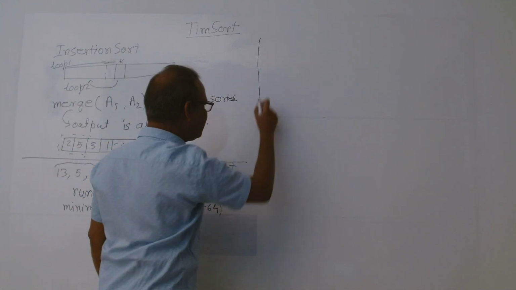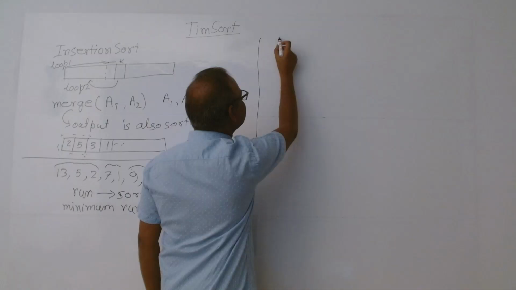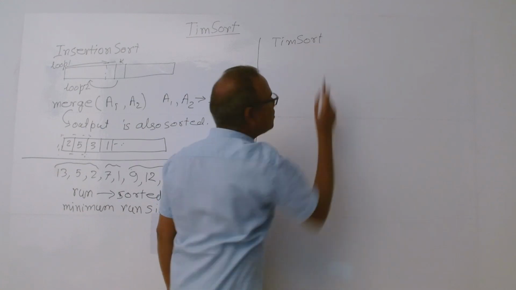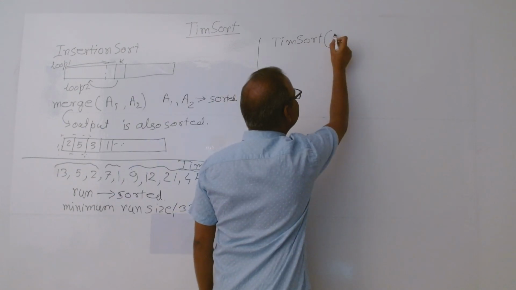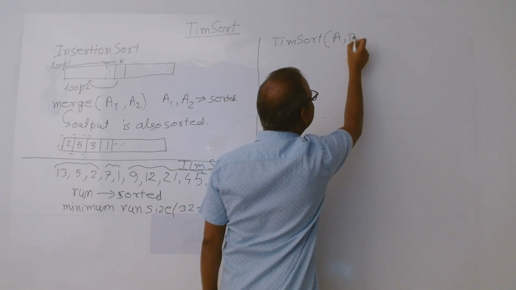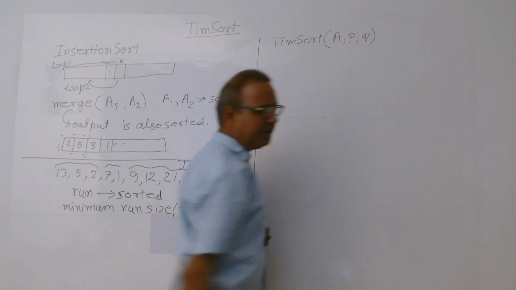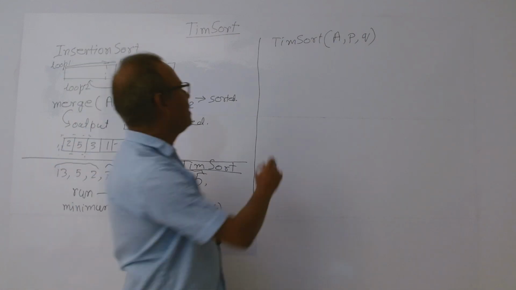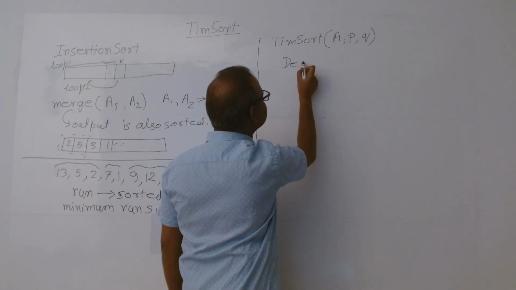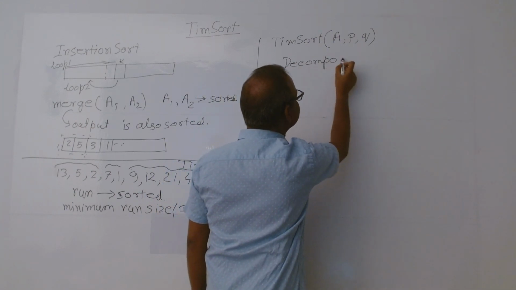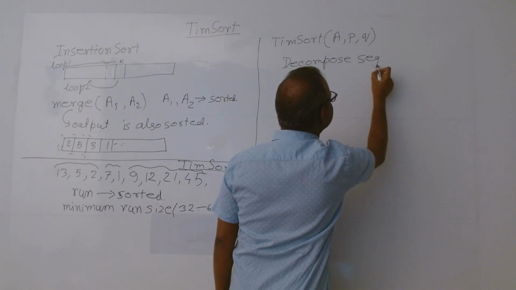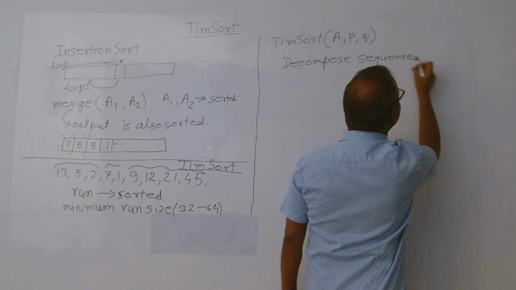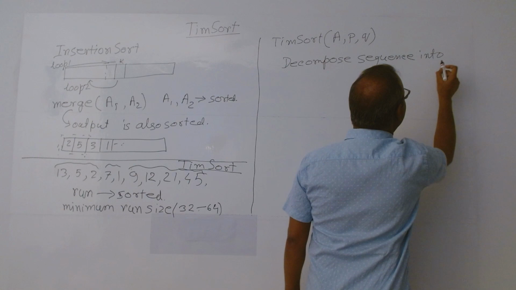So let's write the algorithm parallelly. TimSort algorithm. What do we have to give? We have an array like all other sorting algorithms, with the first element and the last element of the array. Now the first step is to decompose the sequence into runs.